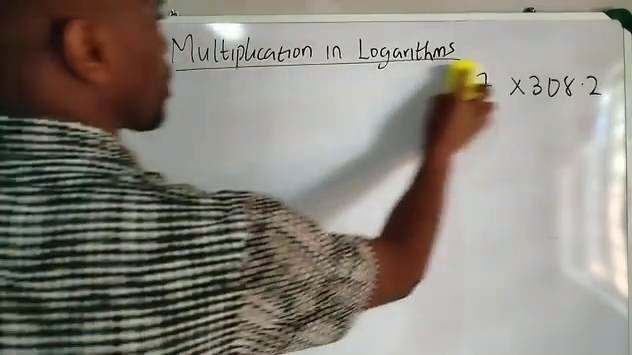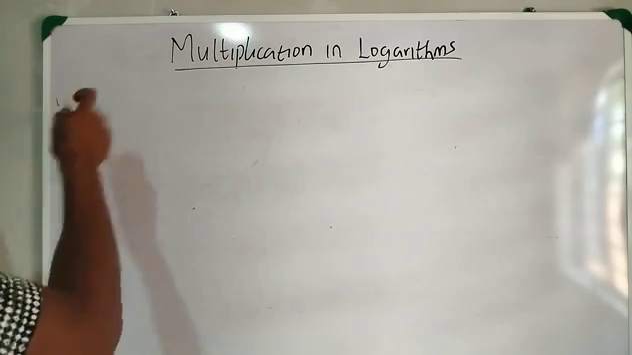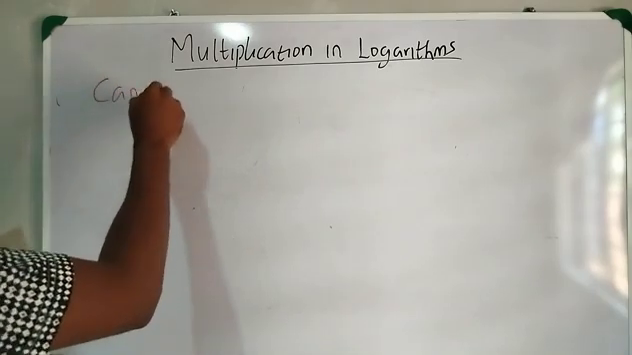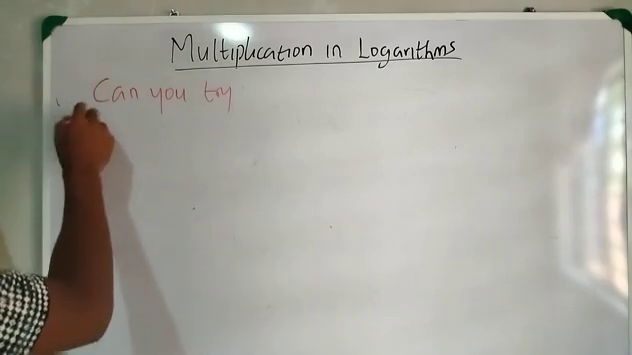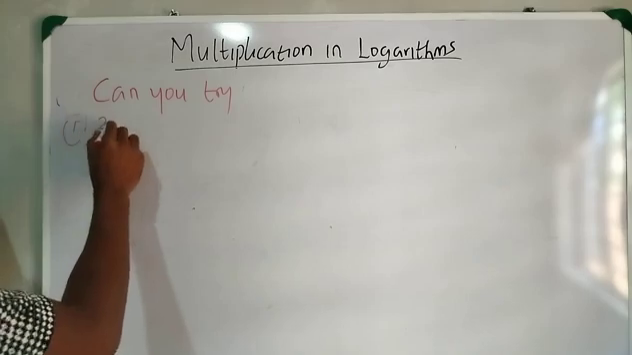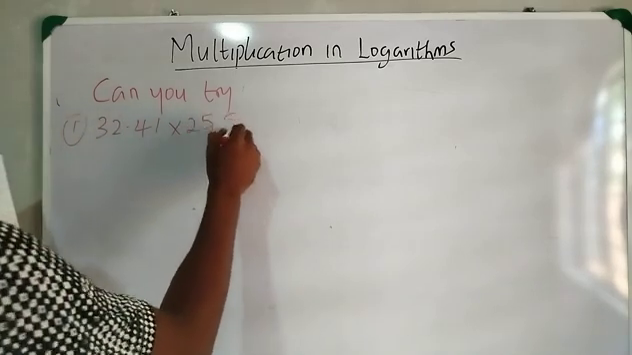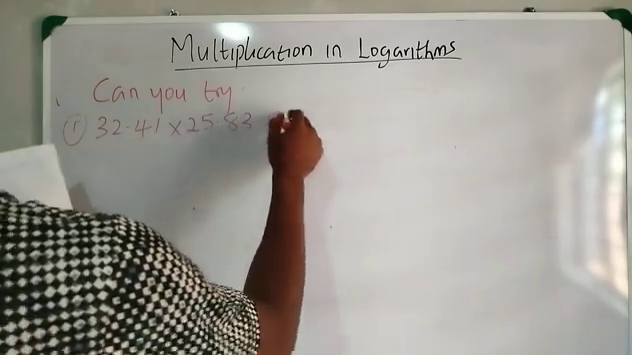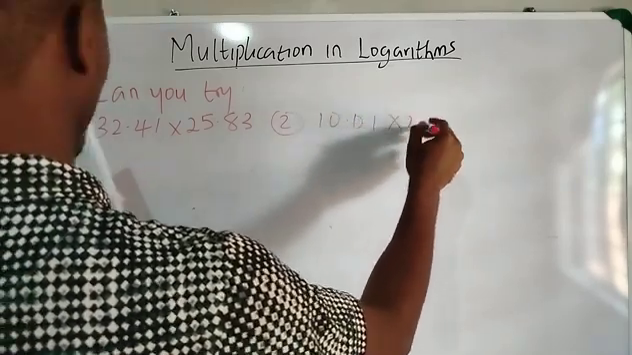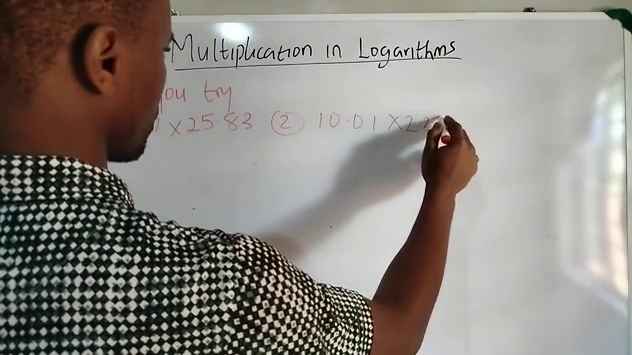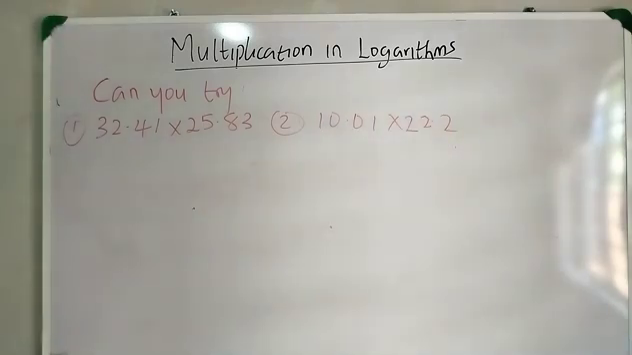Alright? Now, let me give you some examples that you can try on your own on multiplication. Now try and multiply these two numbers. Don't forget the process. Always draw your number and logarithm table, and then look for the logarithm of the numbers. When you add them up, you look for the anti-logarithm. Alright, this is 22.2.